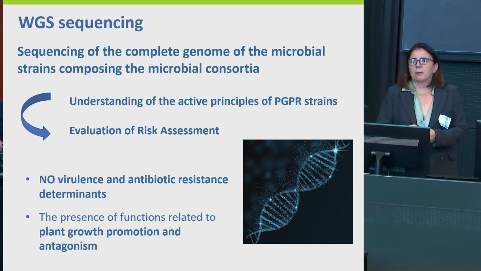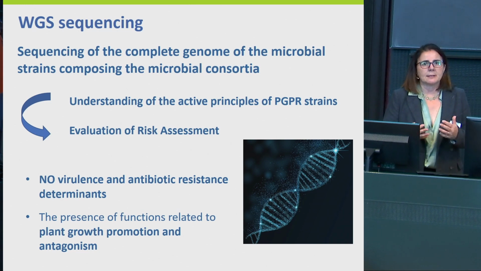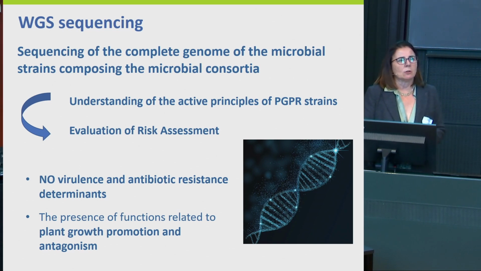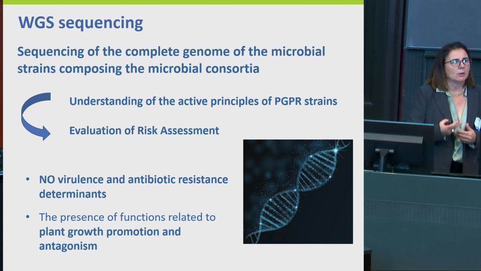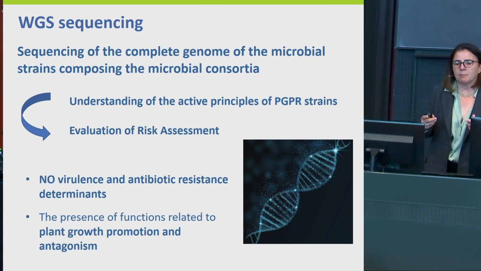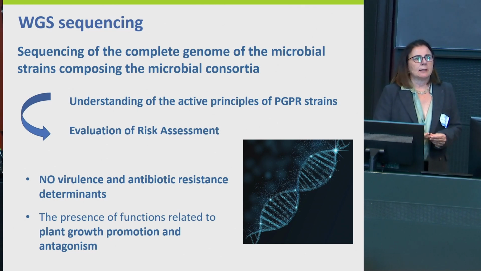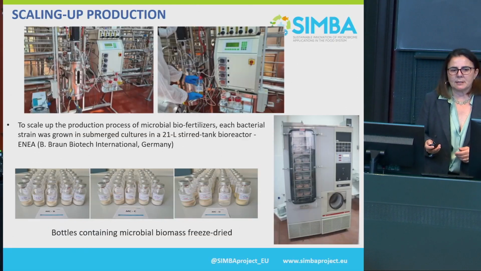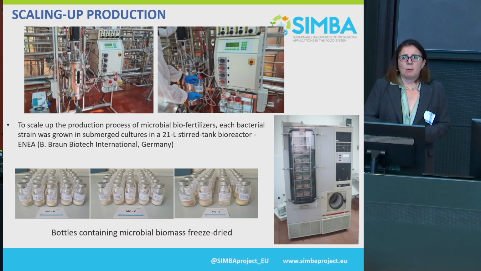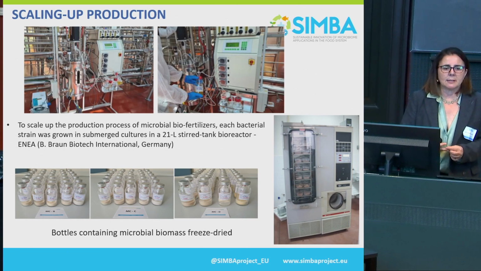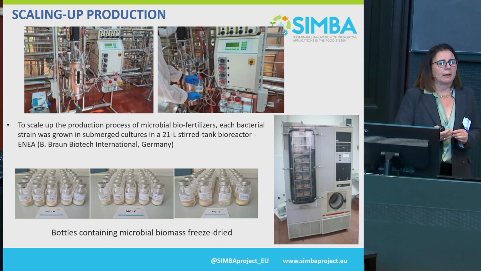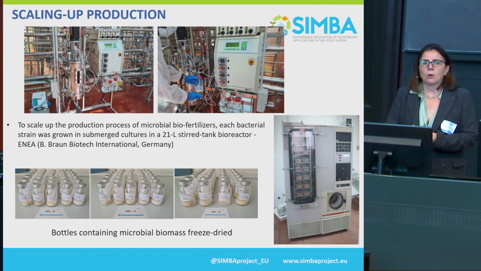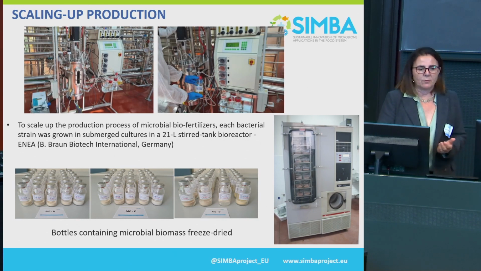Another activity that we performed in Work Package 2 was to define whether these strains were safe to be applied in the environment. In particular, we performed whole genome sequencing in order to exclude any risk related to antibiotic-resistance genes or potential pathogenic virulence genes. And we demonstrated that our microbial consortia did not contain any determinant of virulence or antibiotic-resistance genes. We performed the scaling up of production in the ENEA laboratory in the south of Italy, using a bioreactor, and the strains in live freeze-dried condition were sent to the company CCA in order to provide the inoculum for the field trials.